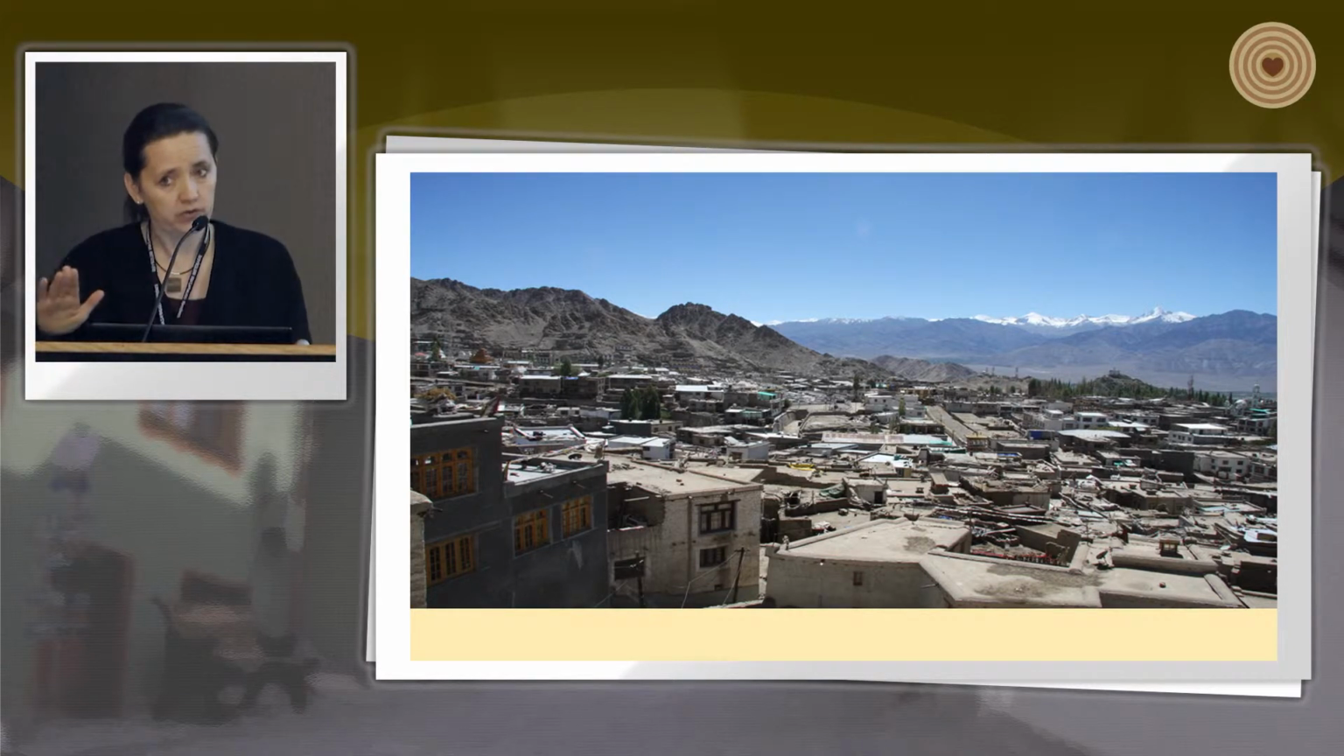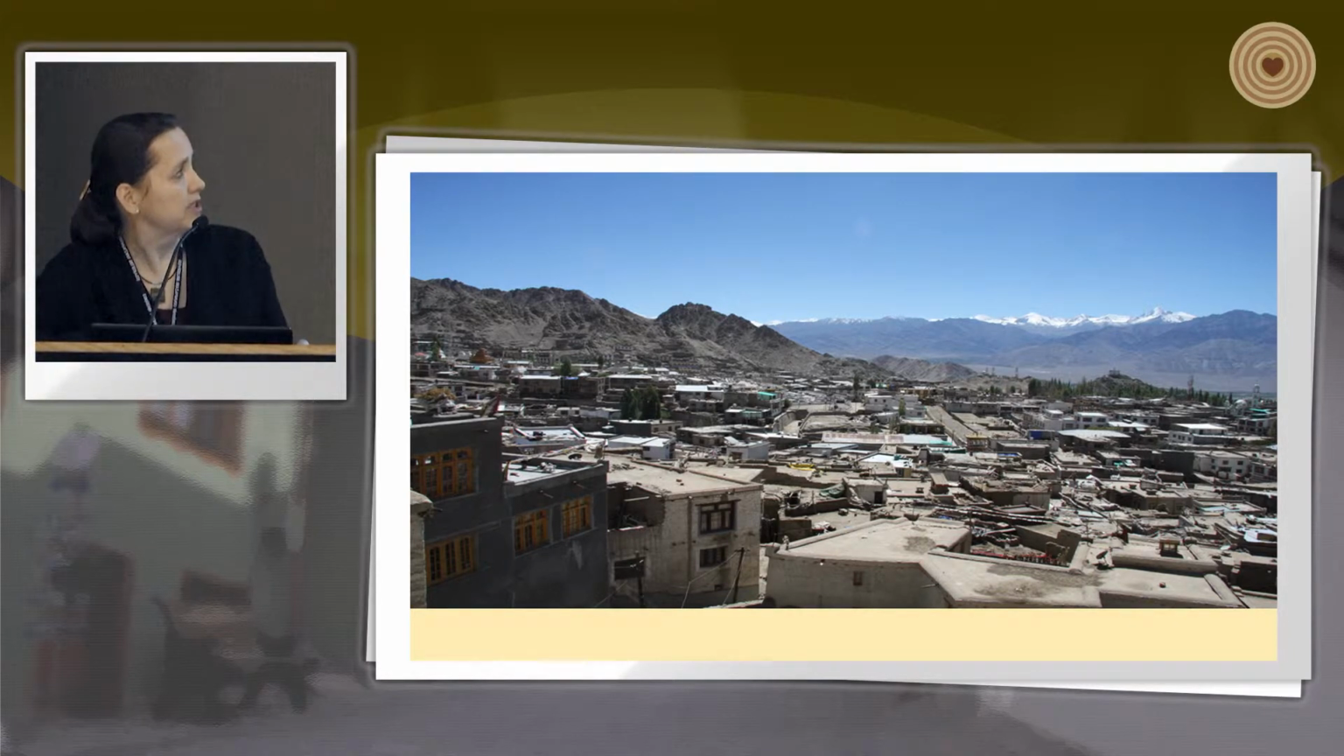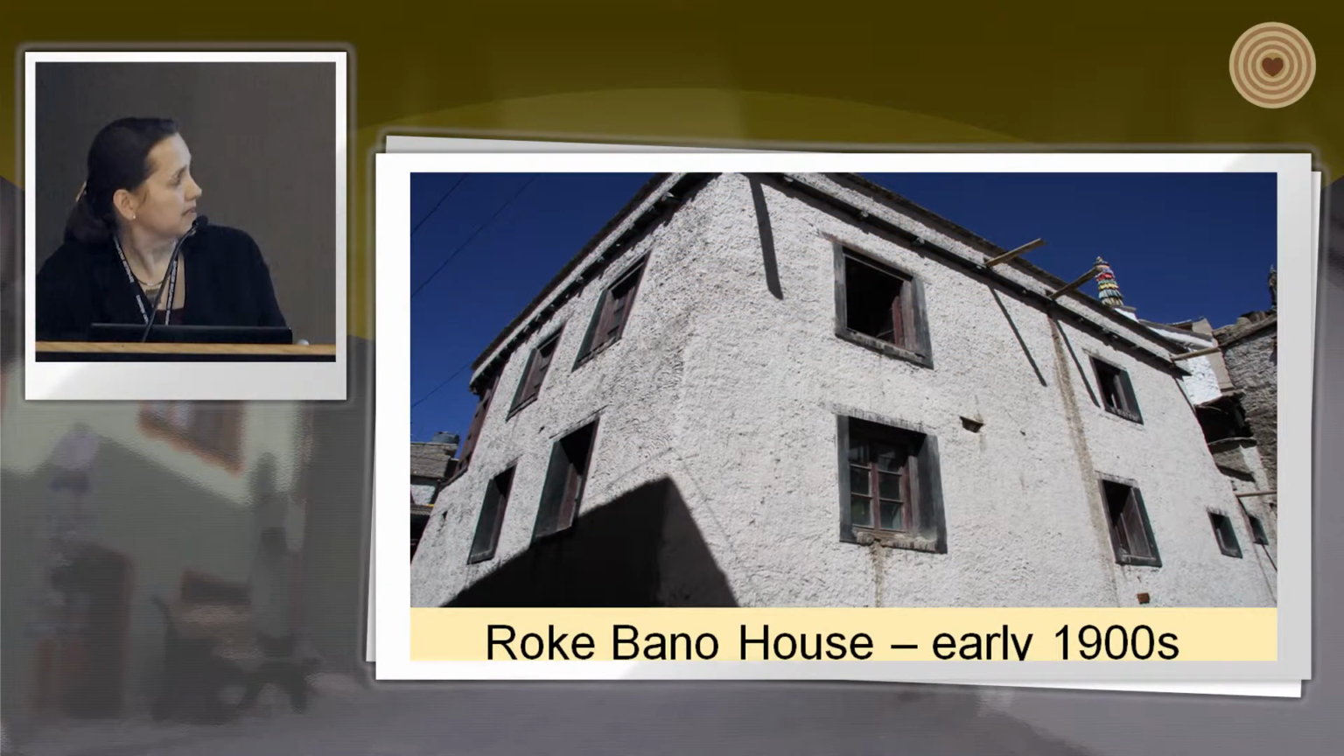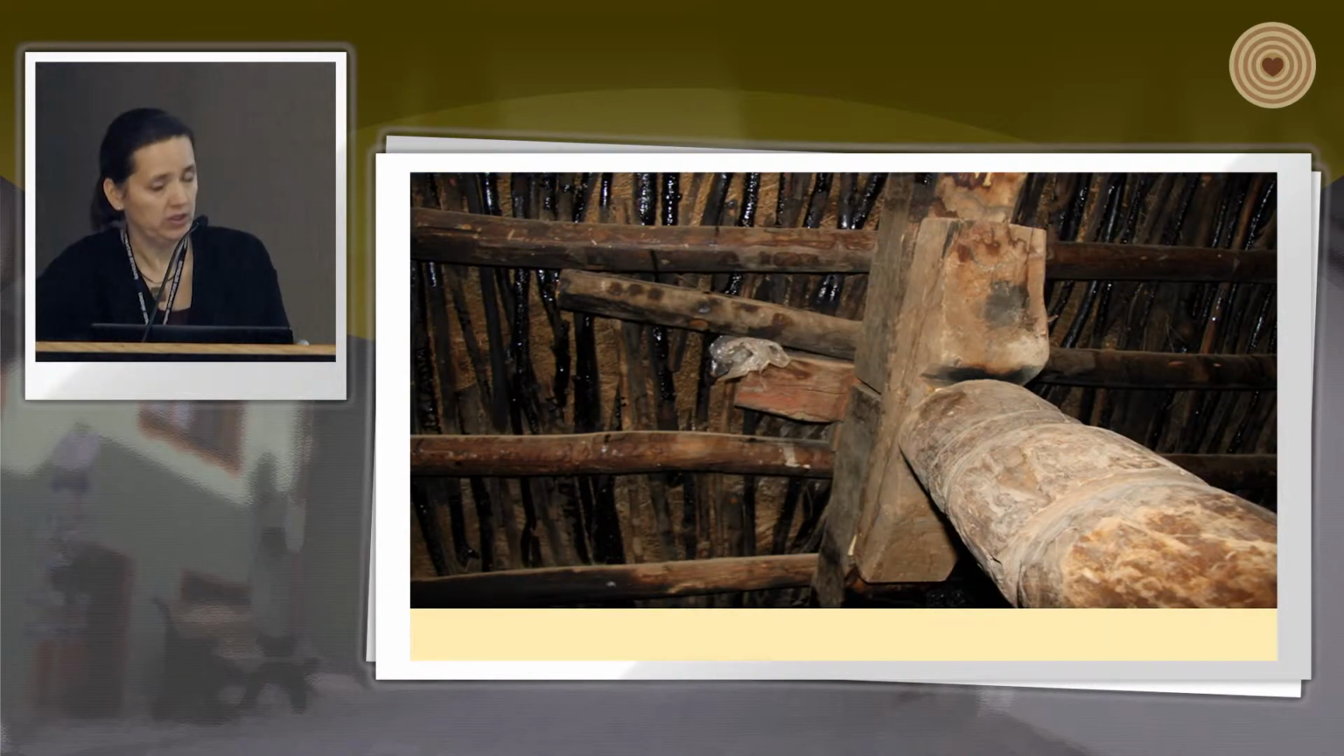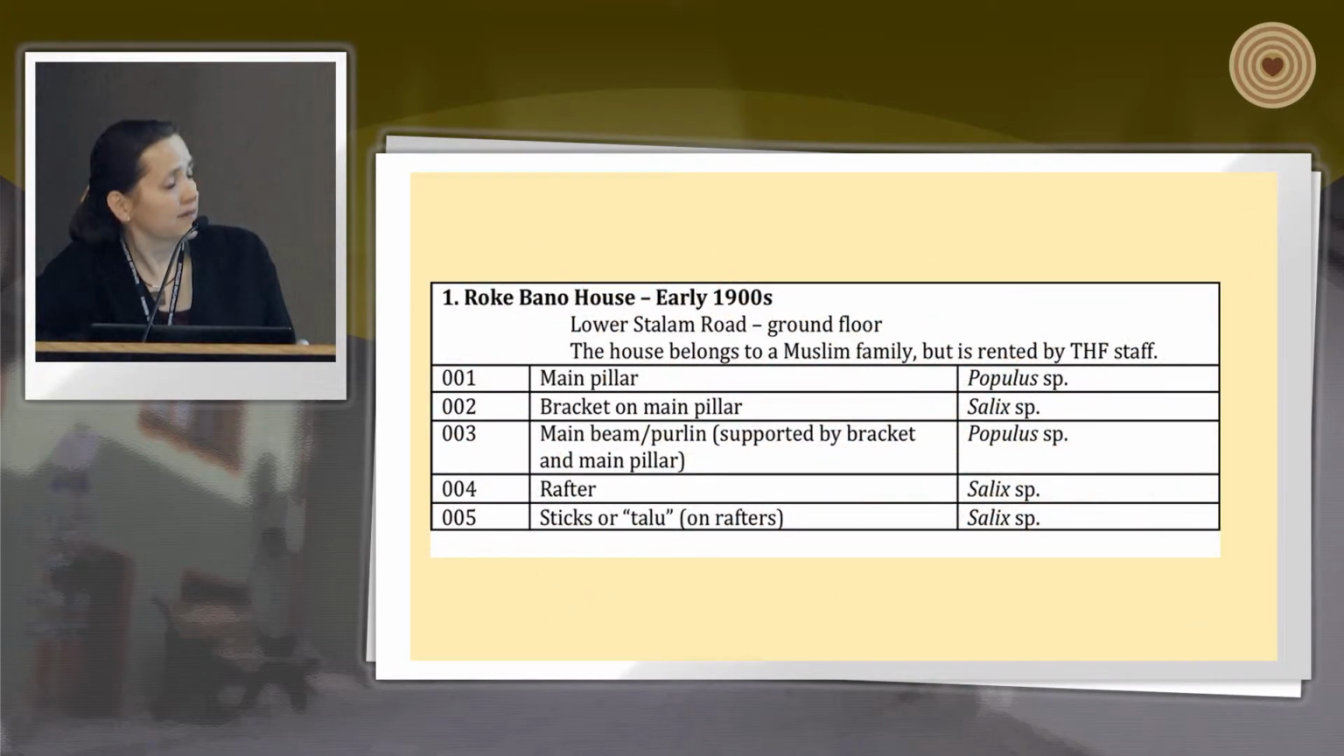You see these flat roof houses, which are typical traditional houses. This is one of those houses, and it looks very stony outside, but inside is wood. All is wood. When the wood identification was done, it showed Populus, which is poplar, and Salix, which is willow. Poplar and willow, that is what we found in this traditional building.